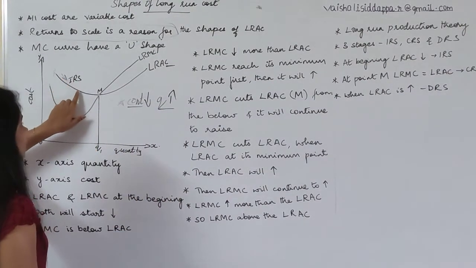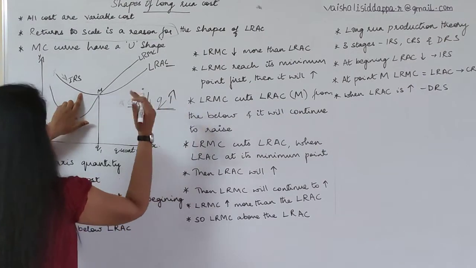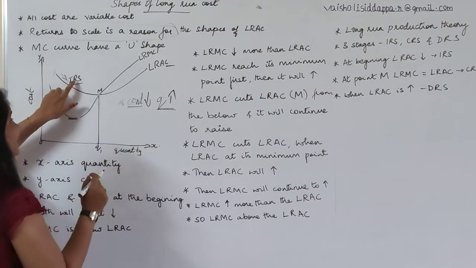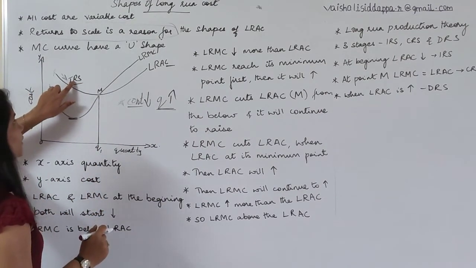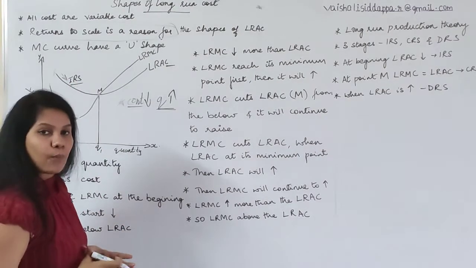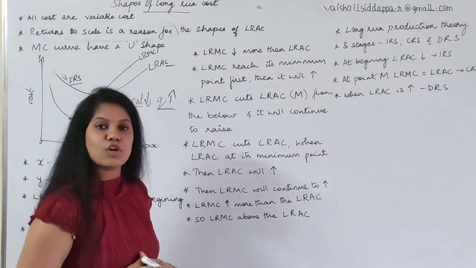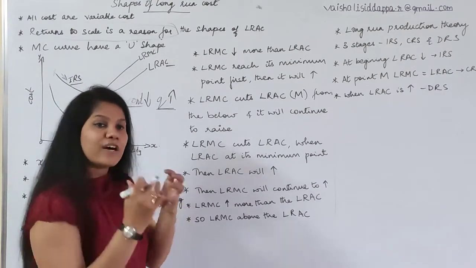So the stage, cost is decreasing, quantity is increasing. Quantity is increasing, so the stage is called increasing returns to scale. Cost definitely increasing, but output is increasing. That's why increasing returns to scale. Whatever input we are using, because of that output is increasing. So the stage is called the first stage.